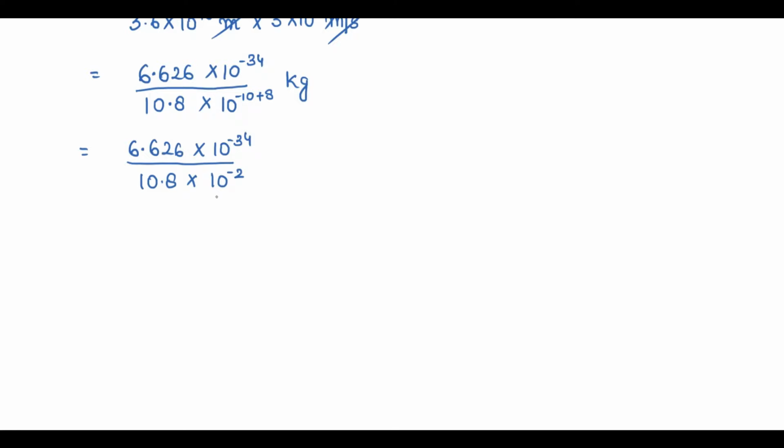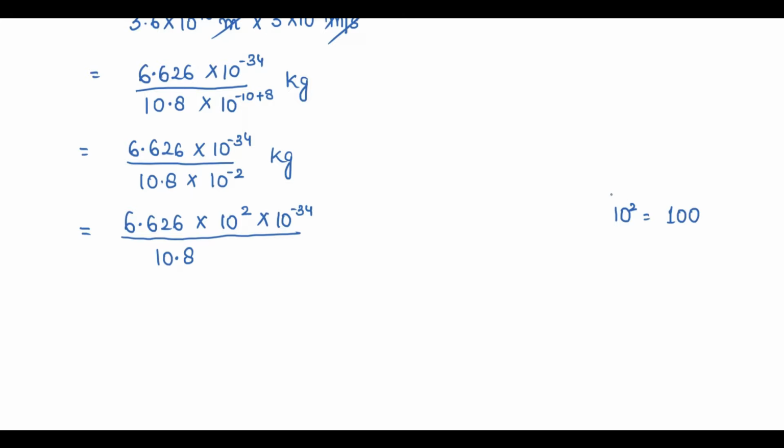So if I see this power 10 raised to power minus 2 and I'll take this in numerator, it will be 10 raised to power 2. That means it will change its sign. So 6.626 into 10 raised to power 2 into 10 raised to power minus 34 divided by 10.8. Now this 10 raised to power 2 means I'm having two zeros with this one, right? So definitely I'll mention over here 6.626 into 100, right? Into 10 raised to power minus 34.